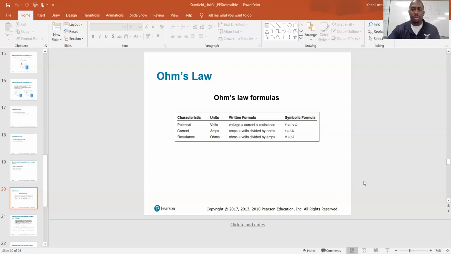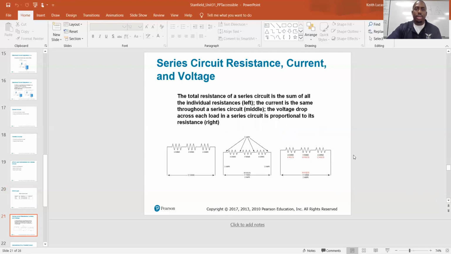It just depends, different strokes for different folks. Some people can look at this and be like, okay, I got that. But I tend to forget stuff, and that little chart makes life a little bit easier. So, series circuit resistance, current, and voltage.